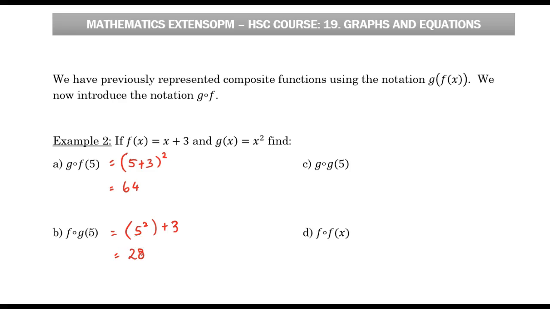Altogether different. Now the g of g of 5 will be 5 squared squared, which is 25 squared, which is 625. And the f of f of x, where f of x is x plus 3, is x plus 6. Okay, composite functions, nothing terribly new there, slightly different notation.